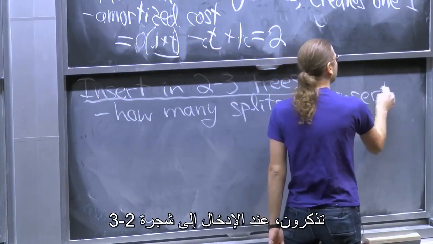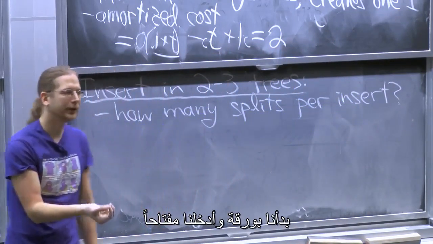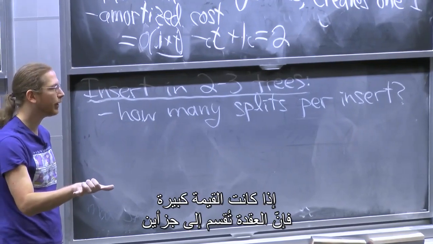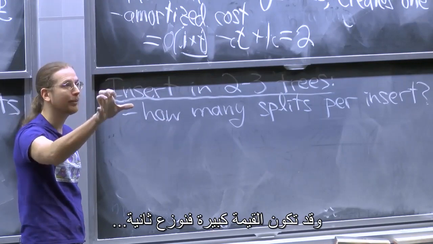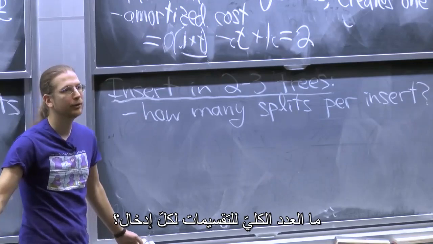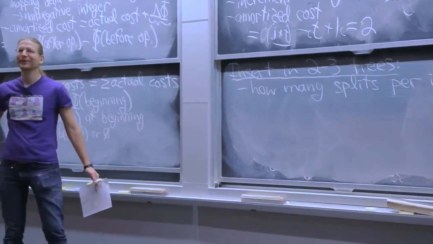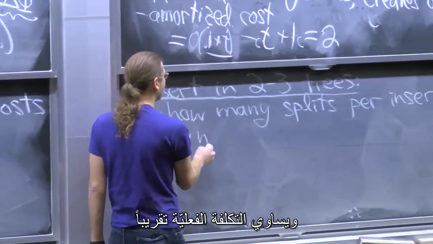So remember, when you insert into a 2-3 tree, say you start at a leaf, you insert a key there. If it's too big, you split that node into 2 parts, which causes an insert of a key into the parent. Then that might be too big, and you split, and so on. So total number of splits per insert? Upper bound? Log n. Okay, definitely log n in the worst case. That's sort of the actual cost.